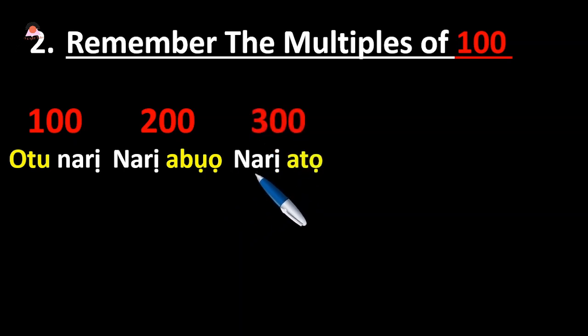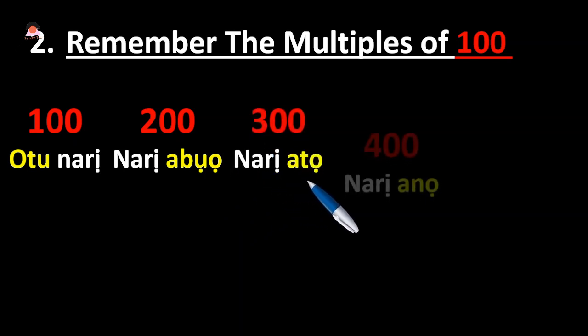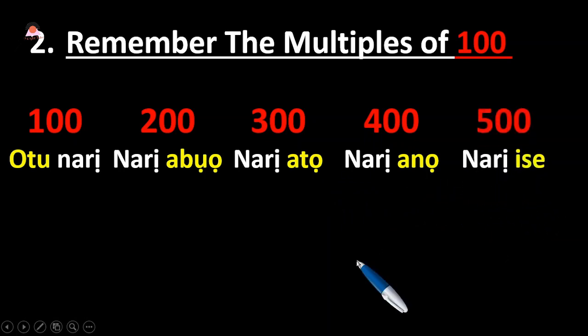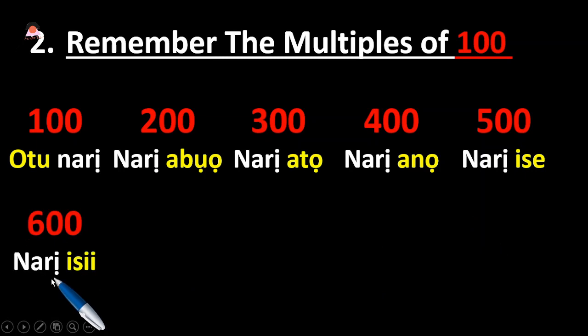Now we have 300, Nare, Ato. How about 400? Nare, Ano. 500, guess that, Nare, Ise. 500. What about 600?